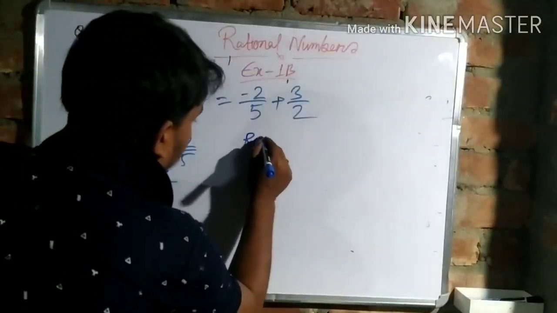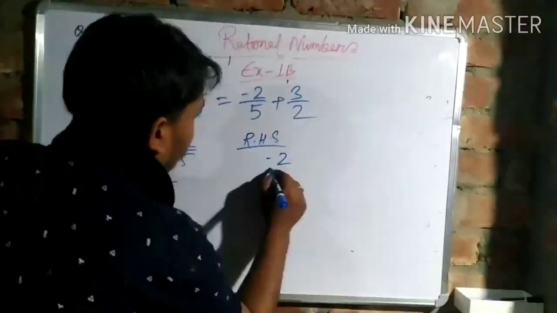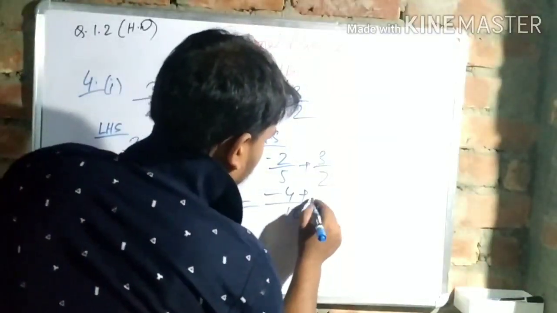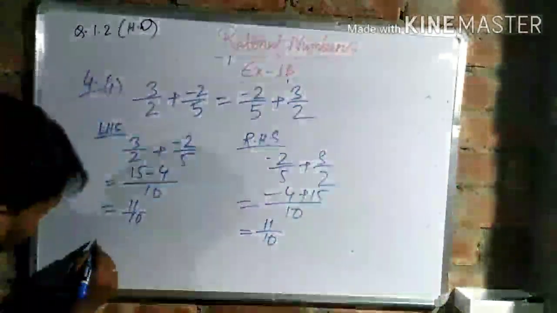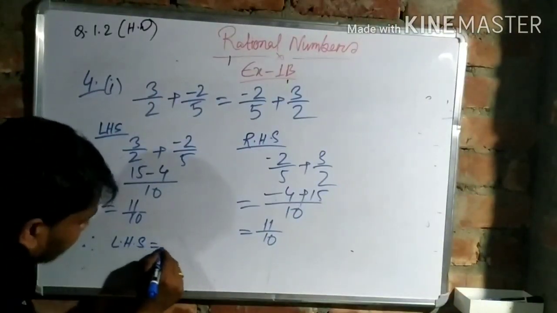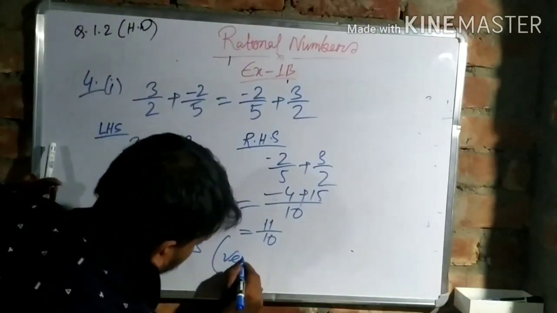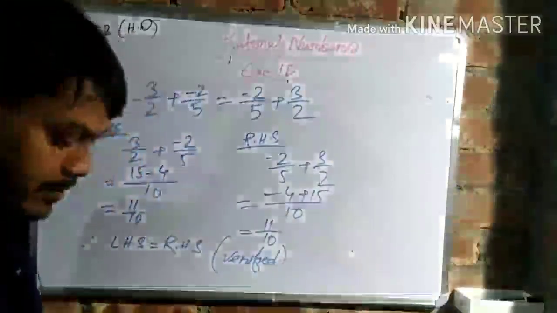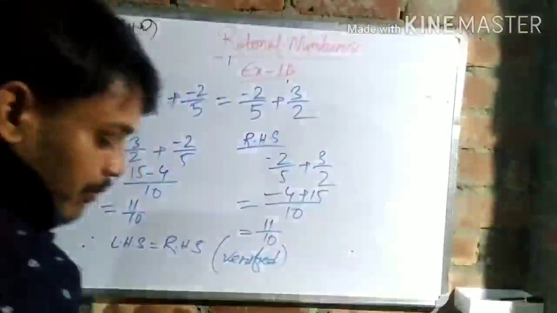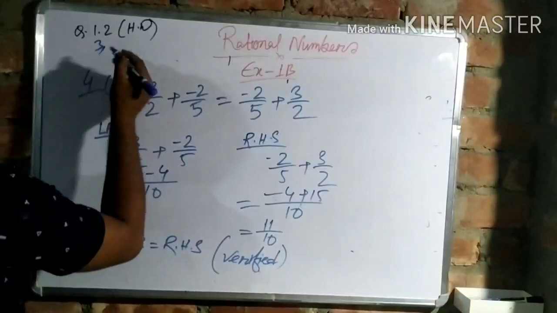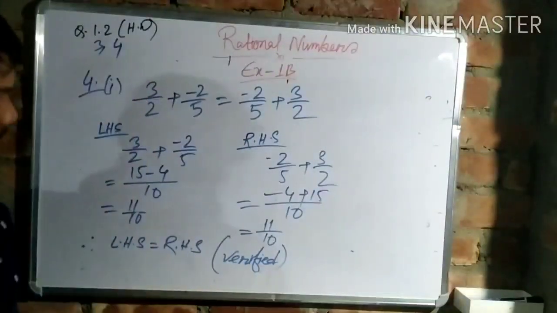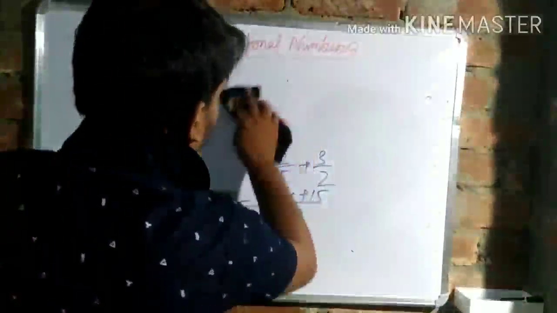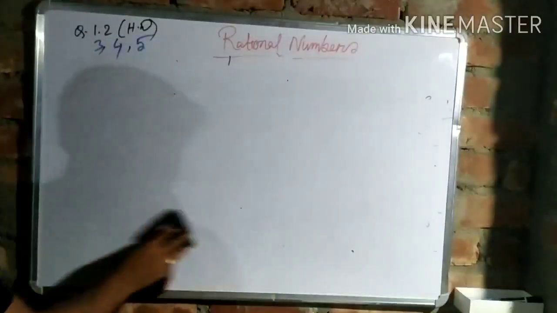So the right hand side: minus 2 by 5 plus 3 by 2. What is the value? 10, minus 4 plus 15. It is also 11 by 10. Therefore, left hand side equals right hand side. Verified. Okay. Similarly, you can verify the next question also, the associative property. So question 3 remaining, 4 remaining, 5 homework. These 3 are homework.